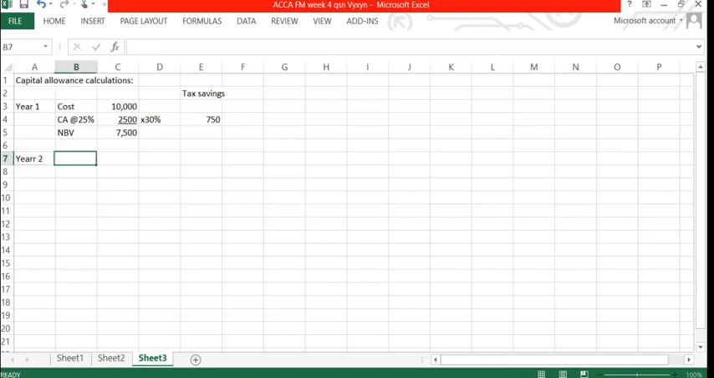In year 2 now. In year 2, we know that the net book value at the start of year 2 was 7,500, and then we have to charge depreciation, I mean, the capital allowance on that 7,500, and that will be at 25% again. Remember, it's 25% on the reducing balance method. So capital allowance at 25%.